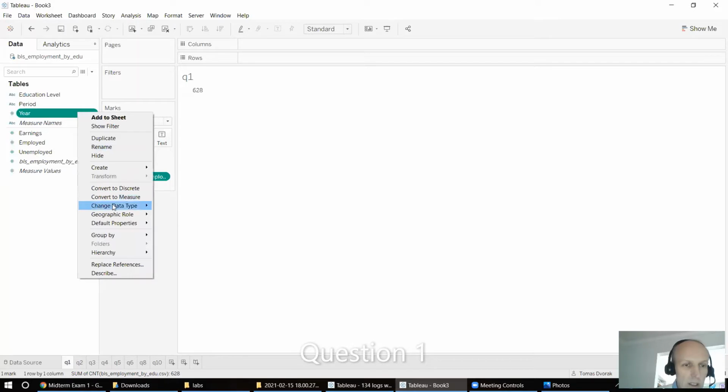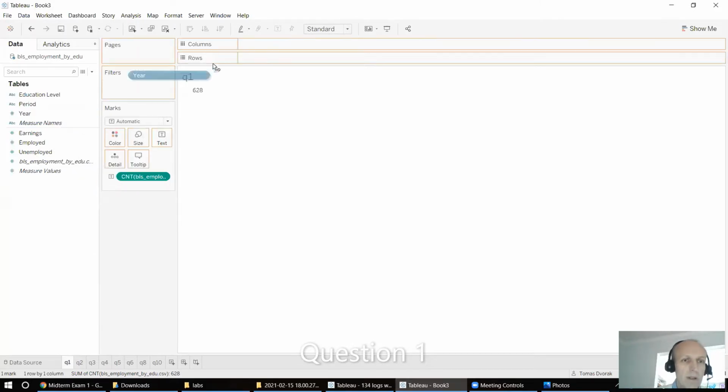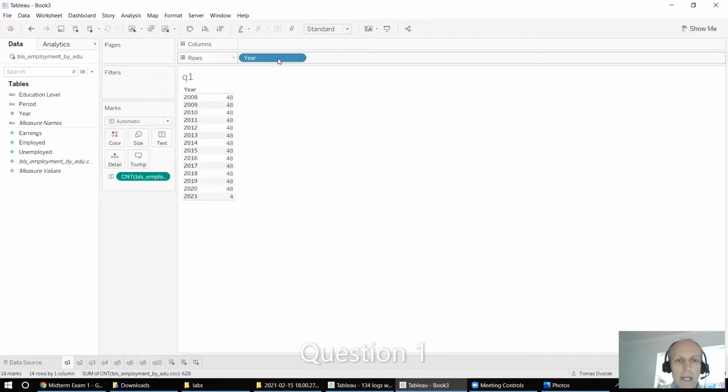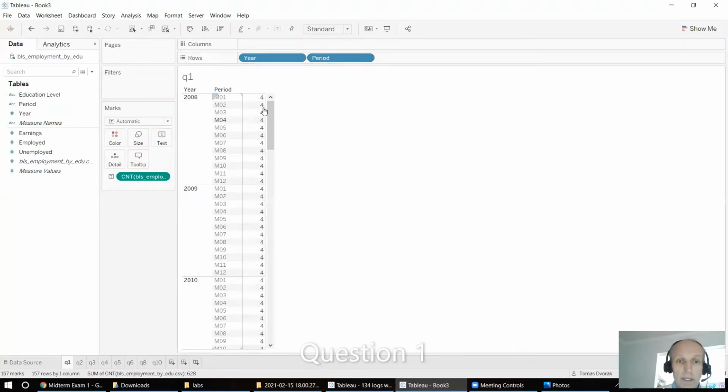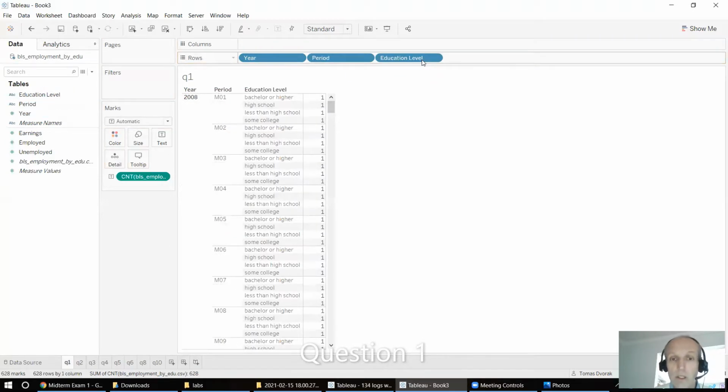Let's make year discrete so that we can put it in our rows shelf and have a separate row for each distinct value of year. Let's put period, and we can see that we have 4 observations for each year and each month. Those 4 observations each correspond to a different education level. So the unit of observation is a year, month, and education level.